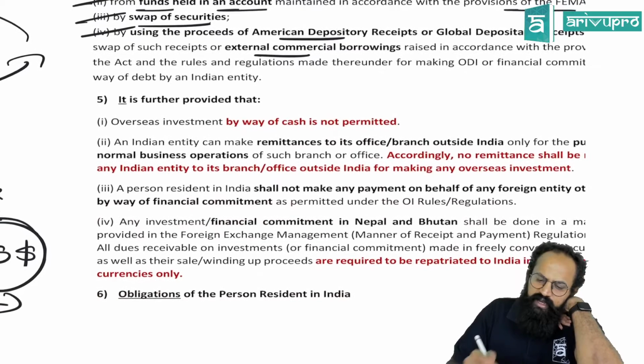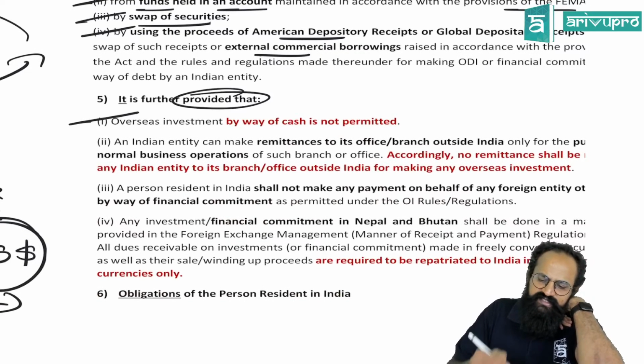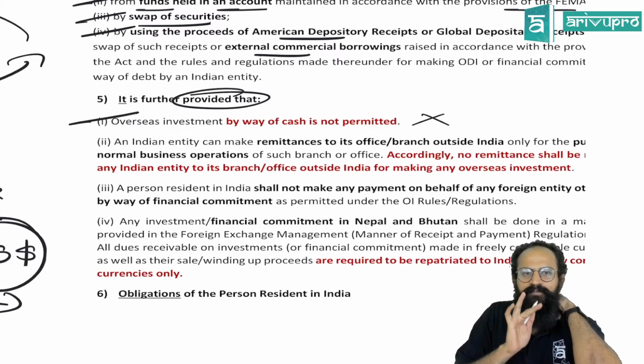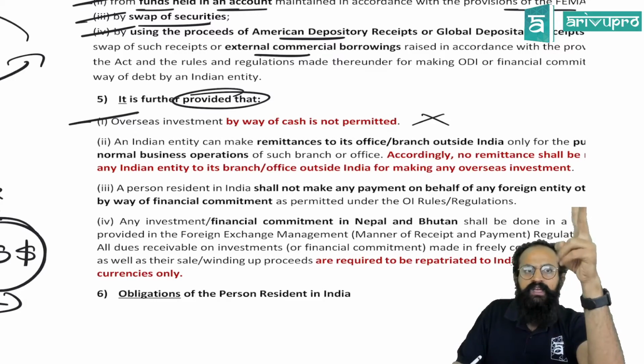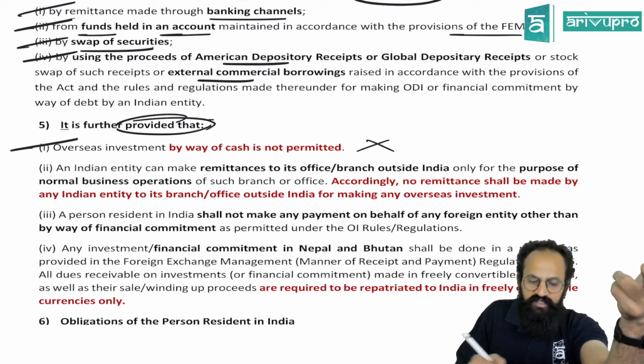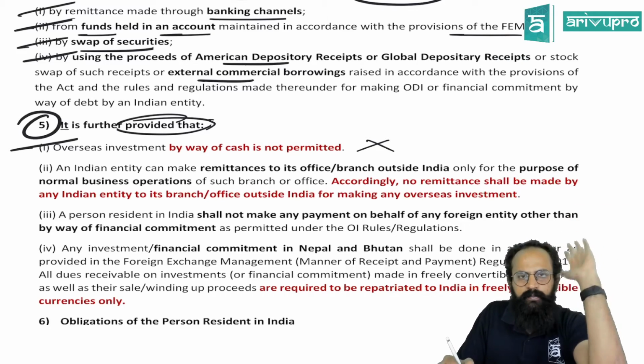It is further provided that overseas investment by way of cash is not permitted. You cannot use cash, people. Absolutely prohibited. So, people, this also you can take as an extension for prohibitions. This fifth point. All these are prohibited.